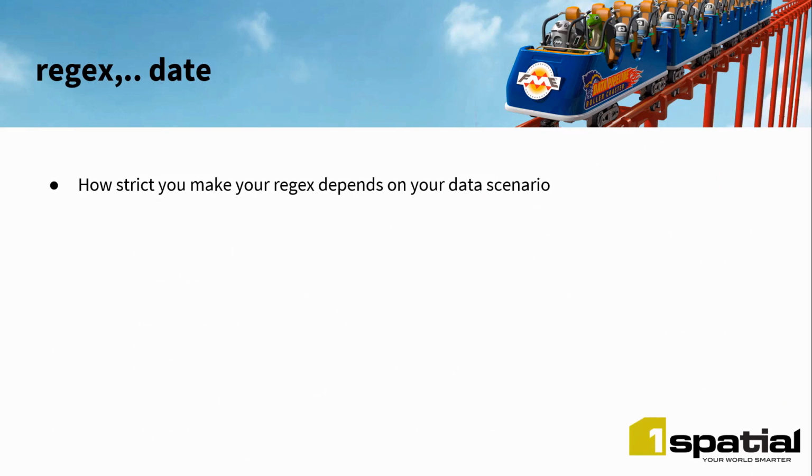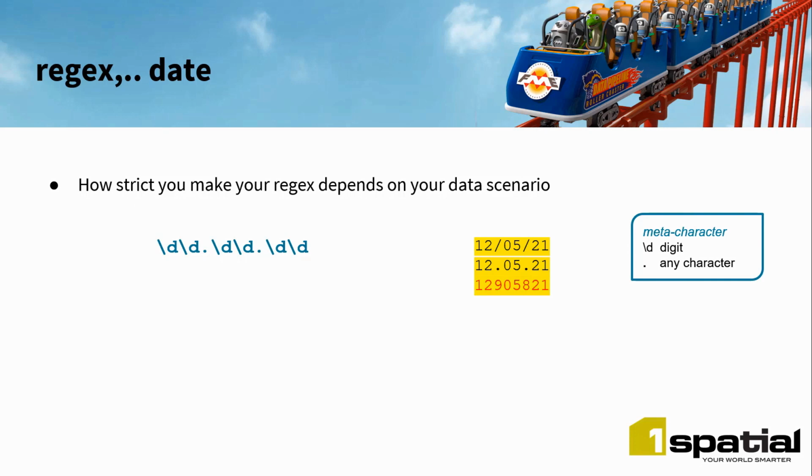How strict or complex you make your regex really depends on your data scenario. So for example, if you're looking at master map IDs from Ordnance Survey, you can be pretty sure they've been validated already, and your regex doesn't need to be very strong. But in another scenario, where maybe your data has been entered by customers or it's been scraped from the web, something that's sort of prone to error, then it's going to need a much stricter regex.